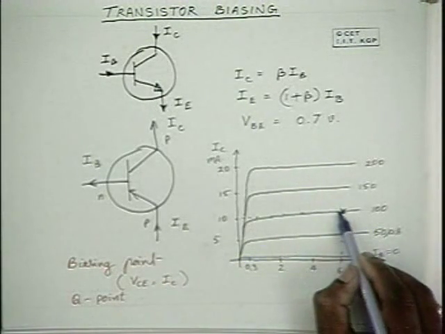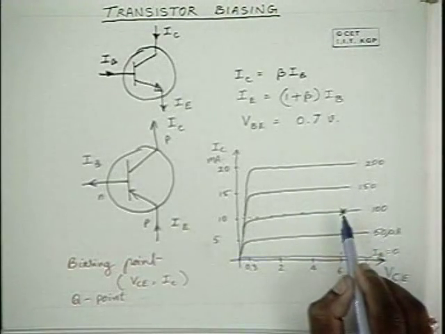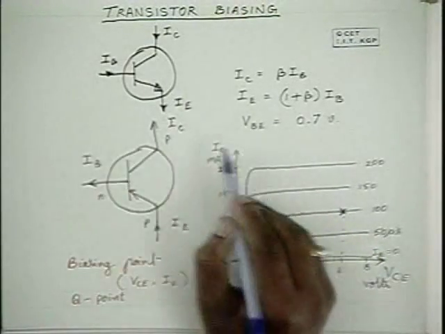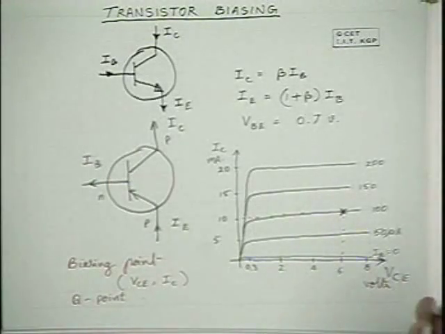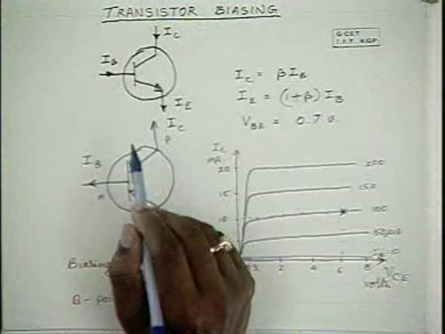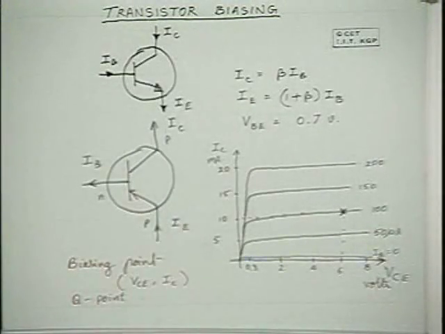Okay, first you have to select the point, and then make a circuit and see that this transistor operates at that point. Then the transistor would be ready for working as an amplifier. Then you feed a signal, and you will get an amplified signal at the output.